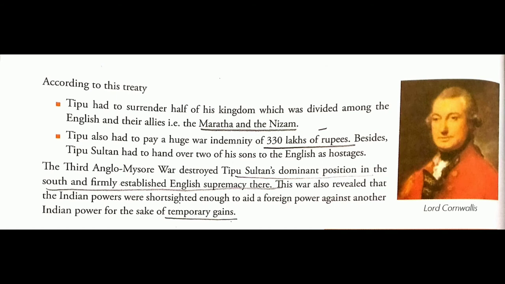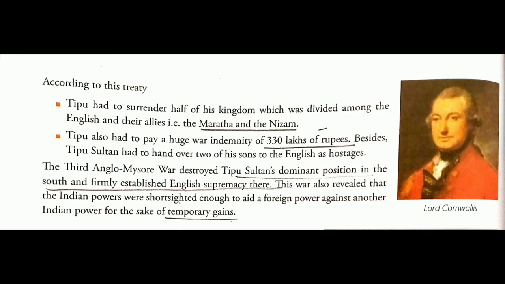So, first is that Tipu had to surrender half of his kingdom, which was divided among the English and their ally, that is the Maratha and Nizam. After the loss of the war, Tipu Sultan had to give half of his territory to the English, which had to be divided between the Marathas and the Nizam also, because the allies were there to help the Britishers. So Britishers divided this kind of benefit with the Marathas and the Nizam.